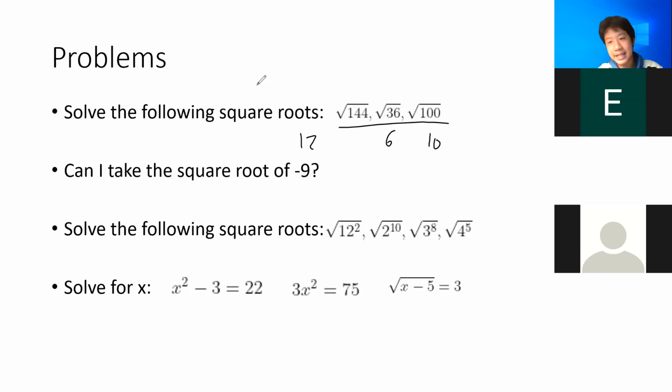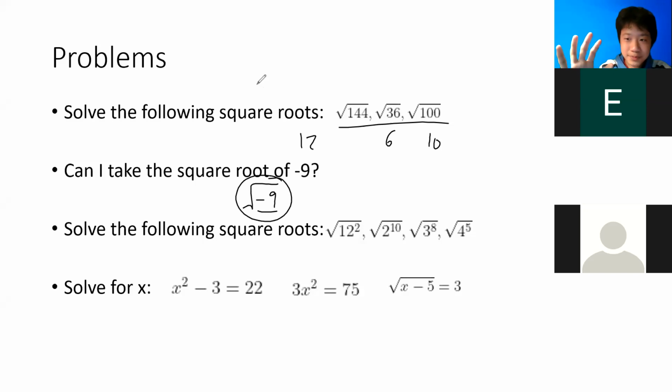So now, can I take the square root of -9? Well, if we ask what is the square root, that means we're asking what number times itself equals -9. If this number is positive, then a positive times a positive equals a positive. So it can't be -9. If I have a negative number, a negative times a negative is also a positive. So all perfect squares are positive. So it seems like I can't take the square root of -9.